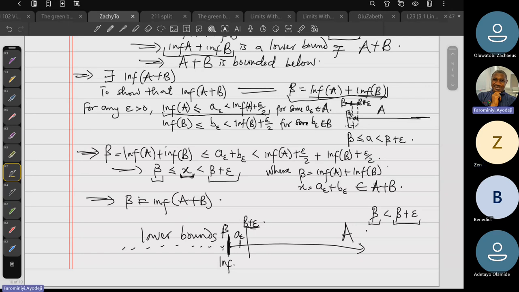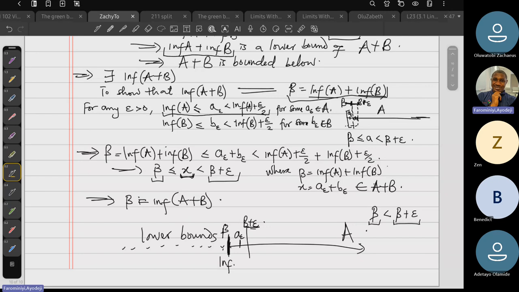So if we add anything to beta, we are going to have elements of A in between beta and beta plus epsilon. So whether epsilon or epsilon over 2 or epsilon over 10, no matter how small the thing you have added to beta, that interval will contain something that is not a lower bound, something that is in A. Okay?